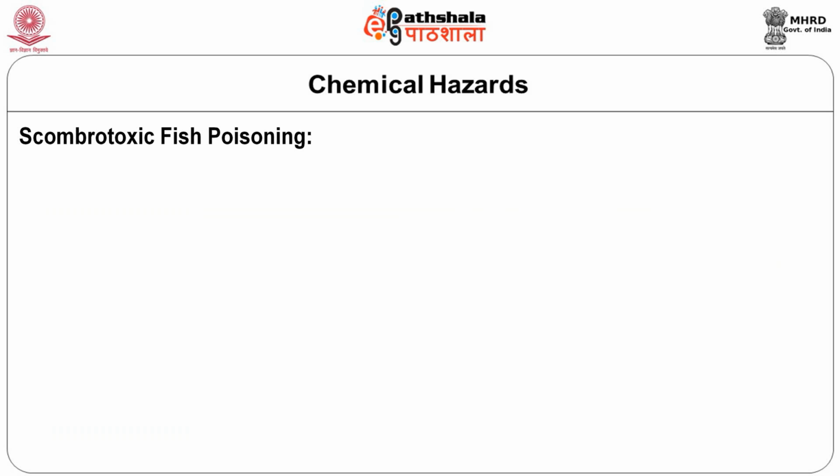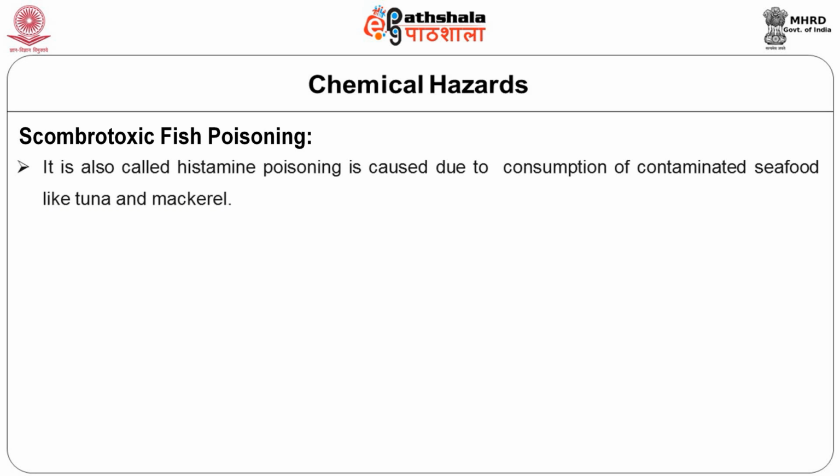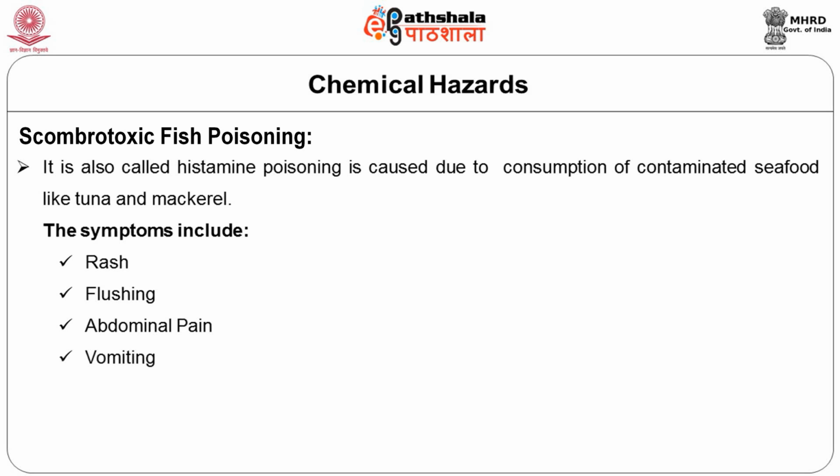Then Scombrotoxic fish poisoning is also called histamine poisoning. It is caused by the consumption of contaminated seafood like tuna, mackerel. The symptoms include rash, flushing, abdominal pain, vomiting and diarrhea.